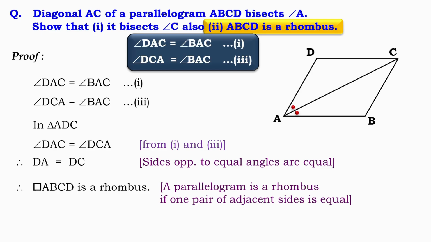So a parallelogram is a rhombus if one pair of adjacent sides are equal. You don't need to prove for the other sides. You can just clearly say that if one pair of adjacent sides are equal, then the parallelogram will become a rhombus. Okay.